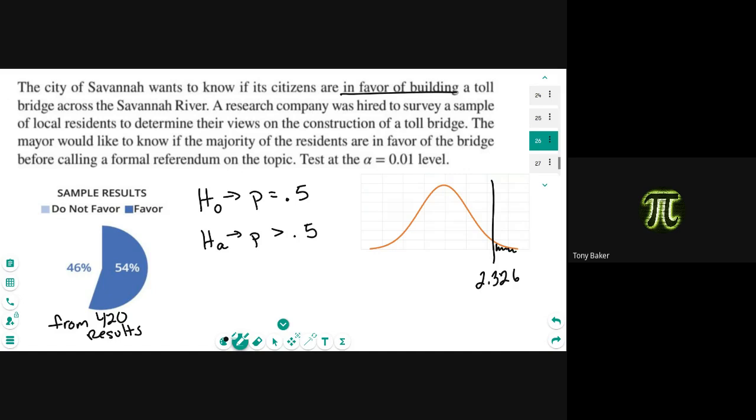Yes, you're still using the 0.5, because they don't tell you what the initial thing is. So again, you automatically assume 50-50. And if you're talking about in favor, that'd be anything over 50%. So yes, P hat is 0.54. P hat's 0.54.